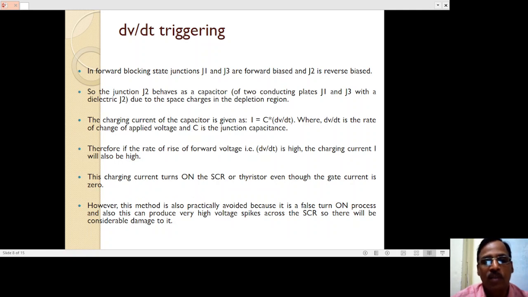This method is not practically used, or is avoided, because it may cause false turn on. We don't need it to turn on, but a sudden rise of voltage in a fraction of time will turn it on. This is called the false turn on process. And this produces a very high voltage spike across the SCR, so there will be considerable damage to it. So this method is also practically avoided.